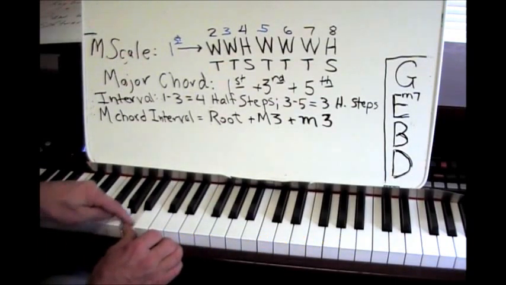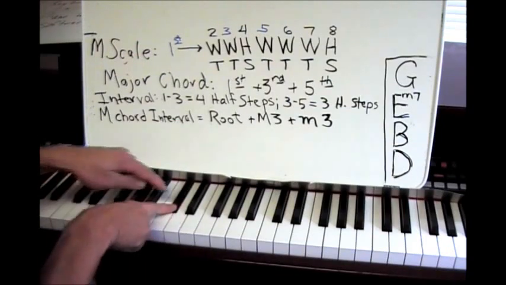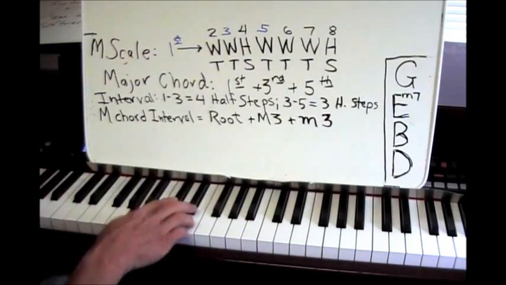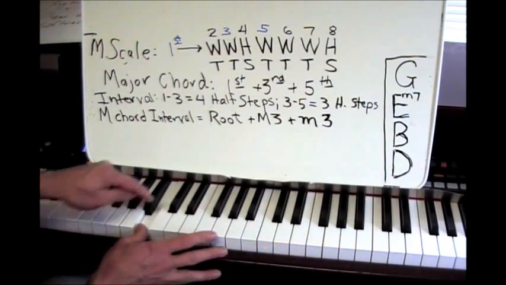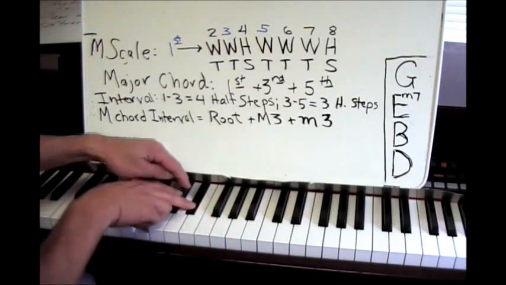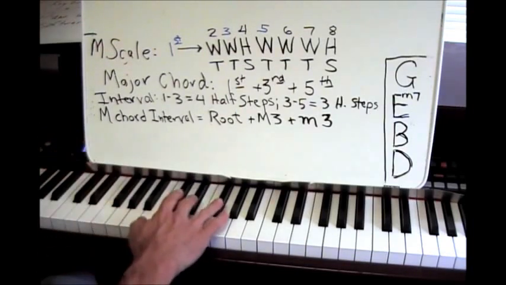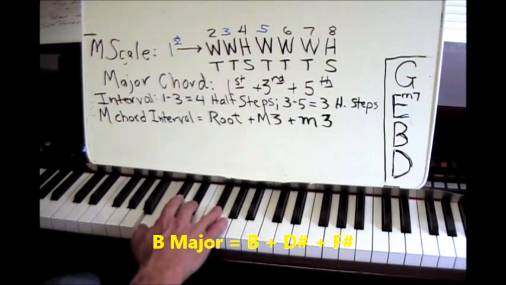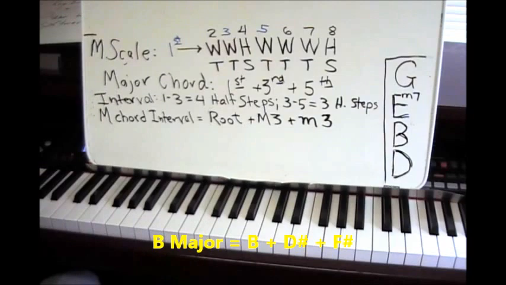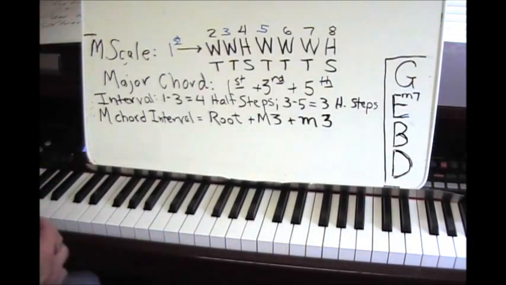Starting on A, we'd go 1, 2, 3, 4, and then 1, 2, 3, so we'd have A, C sharp, and E. That's an A major chord. Starting on B, we'd go 1, 2, 3, 4, and then 1, 2, 3, so B, D sharp, and F sharp is a B major chord. And that's a quick way to build those chords.